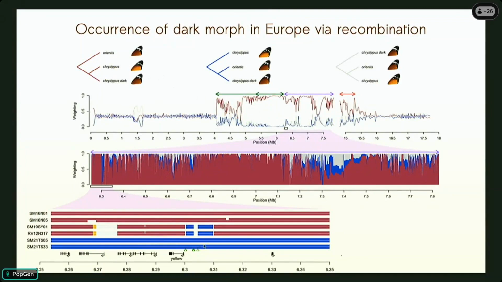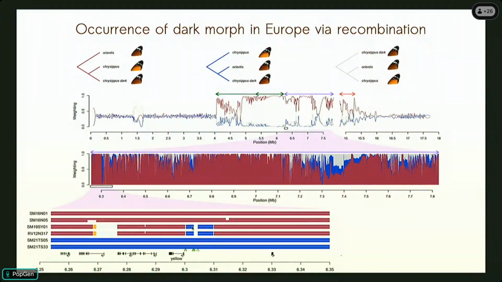And indeed, they carry a slice of blue ancestry. And this time it really carves out just the promoter region of the gene yellow. So once again, this is a completely independent event where a dark haplotype, just for dark coloration, has recombined into a different genetic background, this time in Southern Europe.